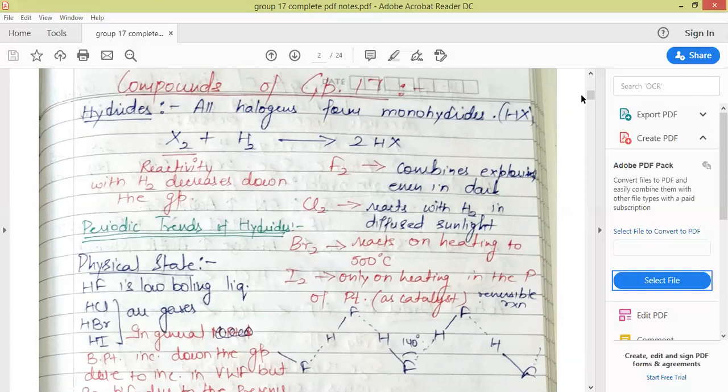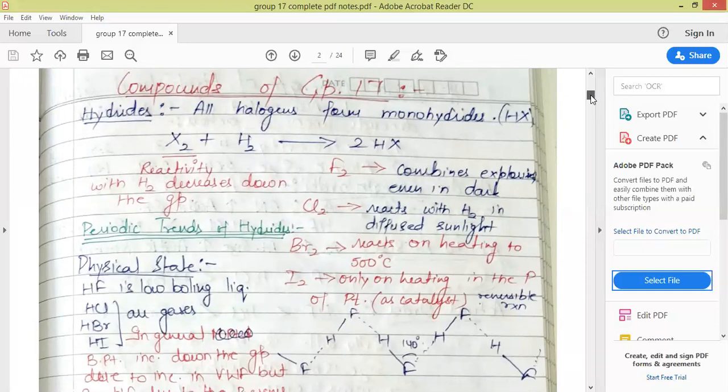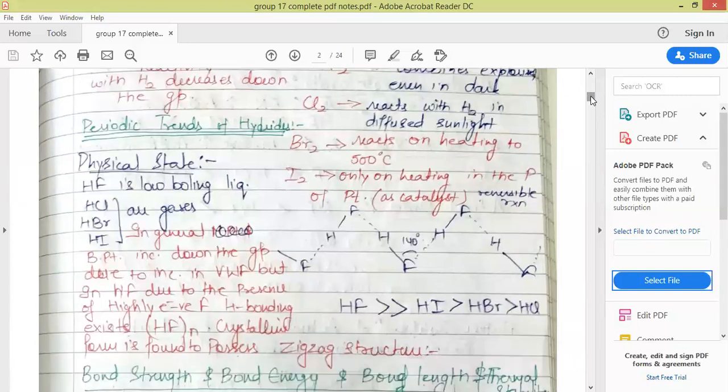Now coming to the periodic trends of the hydrides of halogens. These hydrides of halogens are also called hydroacids. All the hydrides of halogens have strong acidic properties, so these are called hydroacids of halogens. So we are now discussing the physical state of these hydrides of the halogen family. Out of these, HF is a low boiling liquid, while all other hydroacids of halogens are in the gaseous state.